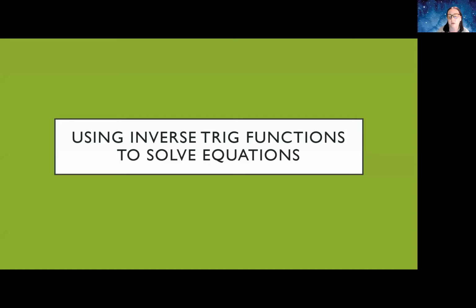doing a lot of things with trig, you'll need to know how to solve equations that have trig functions in them, and you'll need to know how to solve them using the inverse trig functions. This is coming from section 5.3 in the text, and if you read through it, there's a lot that doesn't really get mentioned.